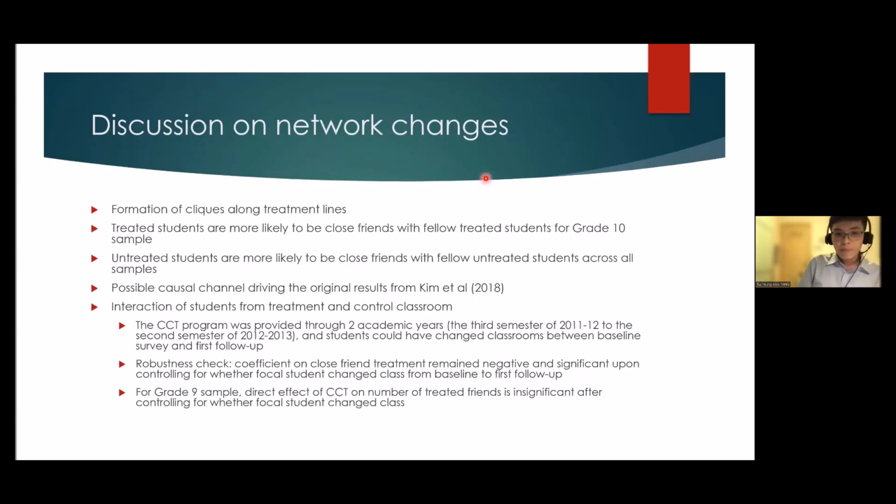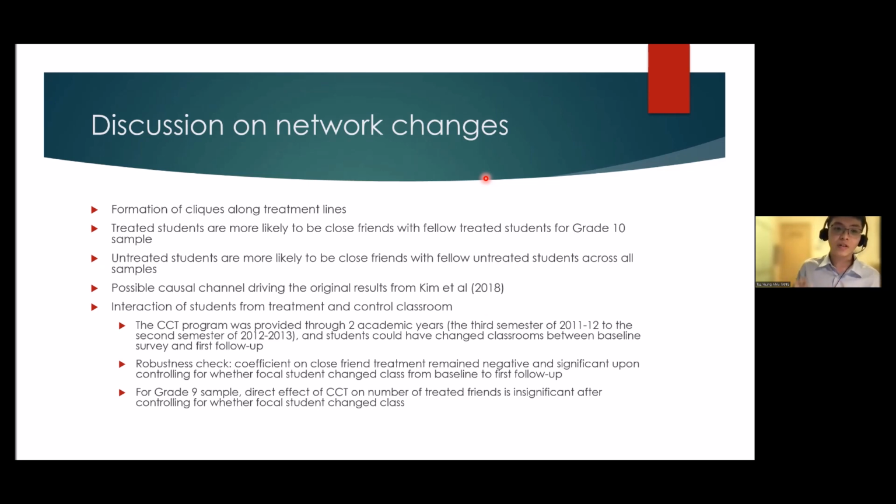So how can we make sense of our results here? On one side, treated students are more likely to be close friends with fellow treated students for one particular sample, and untreated students are more likely to be close friends with fellow untreated students across all of the samples. Combining these two facts, there's some evidence of formation of cliques along treatment lines. And this could potentially be a causal channel driving the original results from Kim et al.